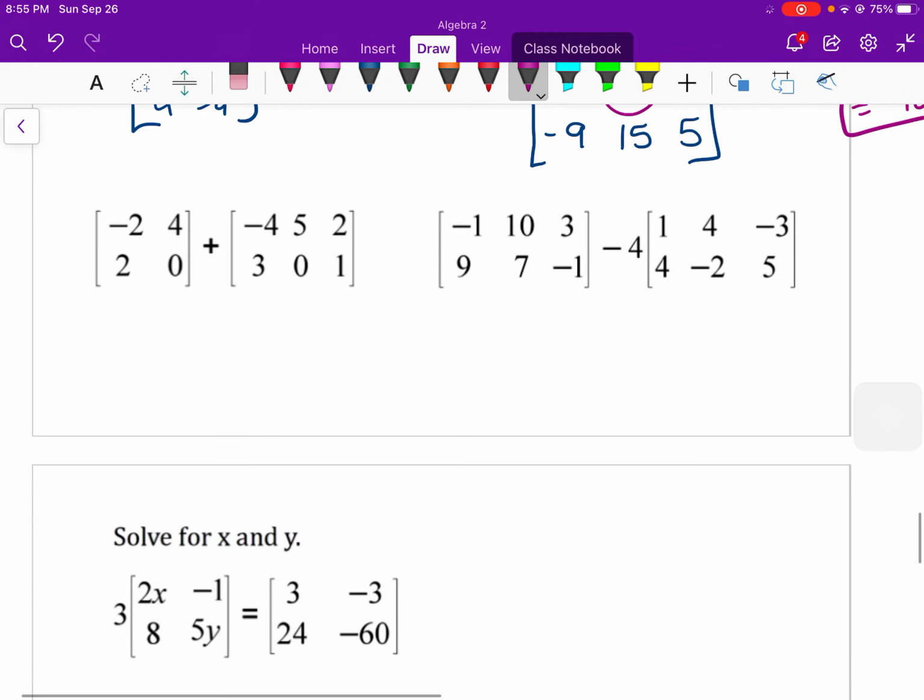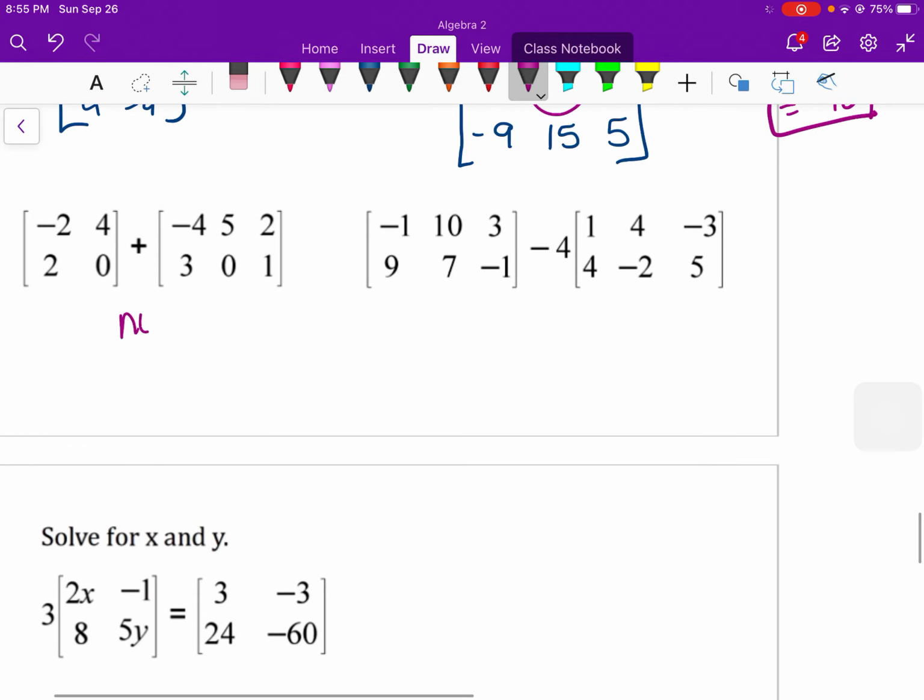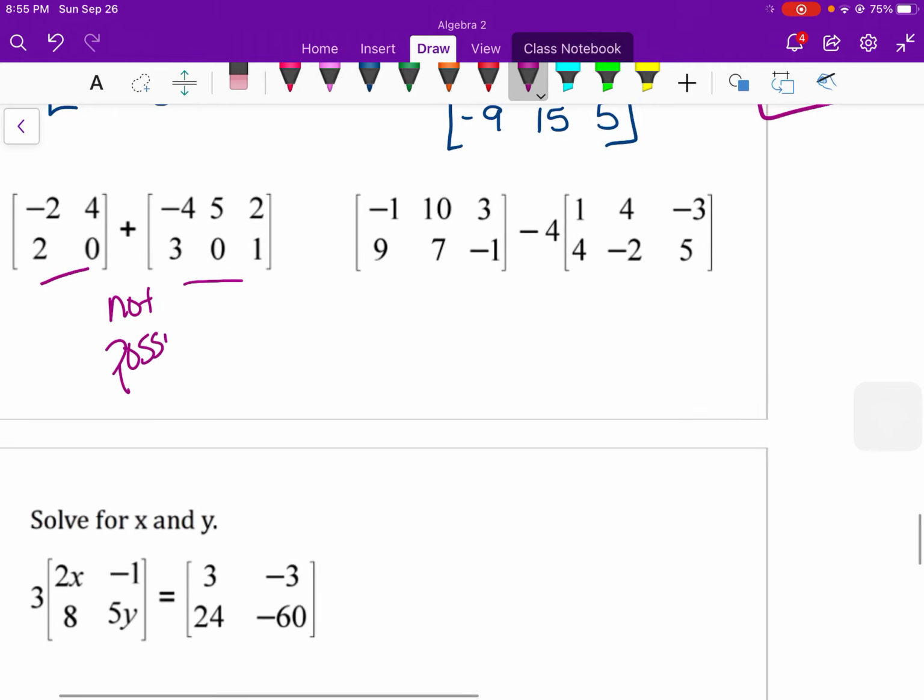For adding and subtracting, remember the dimensions have to be the same. So for this one, it would not be possible because you can't add a 2 by 2 and a 2 by 3.